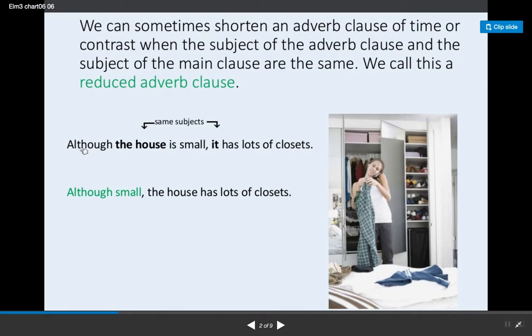So when I say, although the house is small, it has a lot of closets. Okay, in this clause, you've got the subject, the house. And in this clause, you've got the subject, it. And they're the same subject. So I can leave out the subject in one clause. Although small, the house has a lot of closets. I leave the subject out of the adverb clause.